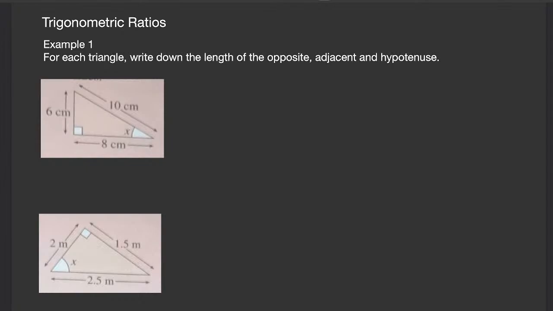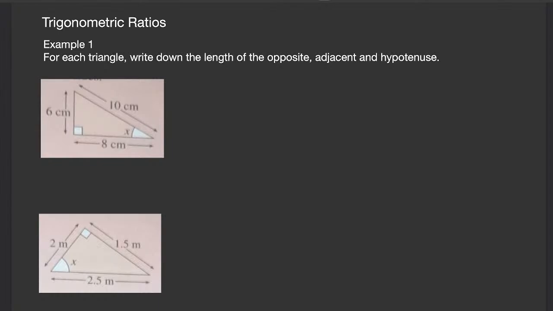And what makes a triangle a right angle triangle? Well, one of the three angles within the triangle is a 90-degree angle, and this 90-degree angle is depicted by this right angle symbol here. So any triangle with this symbol is a right angle triangle, and this angle is 90 degrees. Well, they want us to write down the length of the opposite.